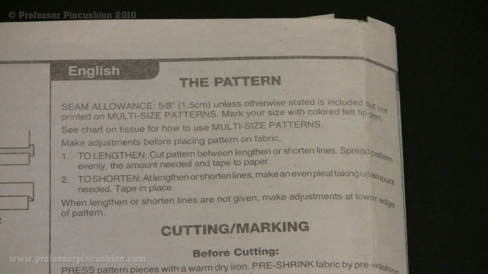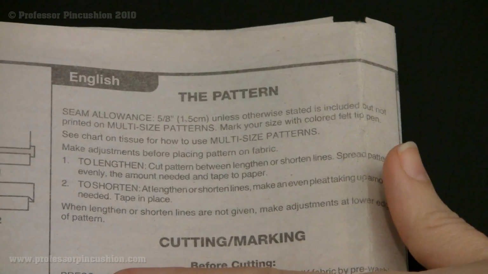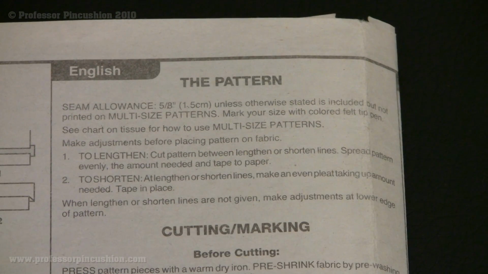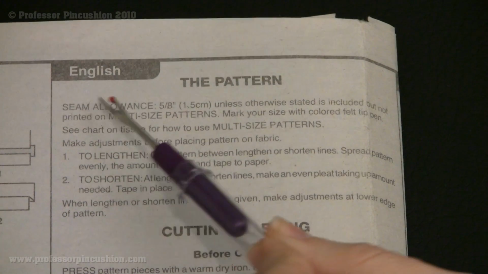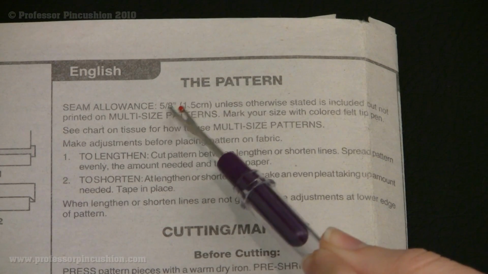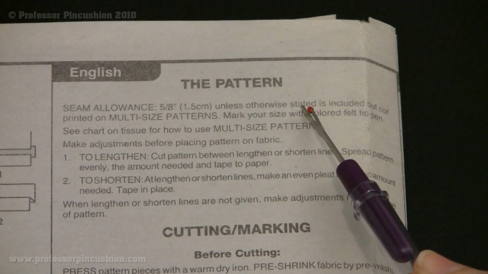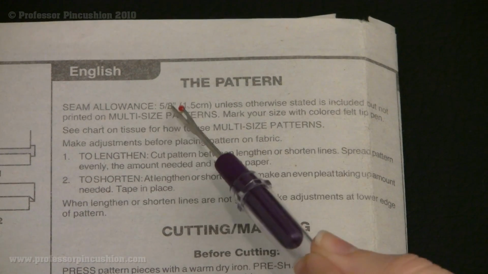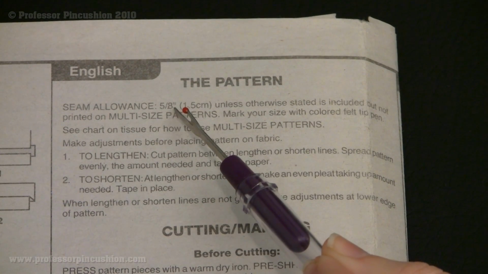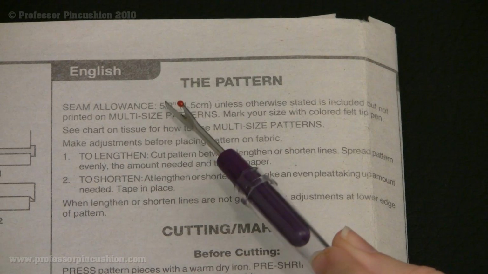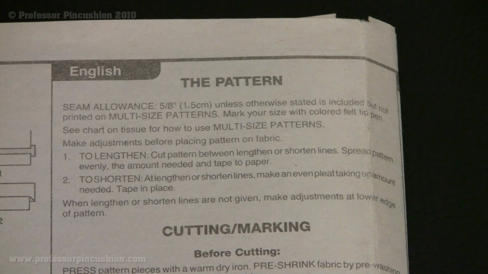You want to consult with your pattern directions in order to find out what the seam allowance is. You're going to find this information either on the pattern directions inside the envelope or sometimes it's on the pattern piece itself. What you're looking for is right here where it says seam allowance 5/8 of an inch unless otherwise stated. So that means that your seam allowance for this pattern piece is 5/8 of an inch. This is common for most patterns. Usually 5/8 of an inch is their normal seam allowance.